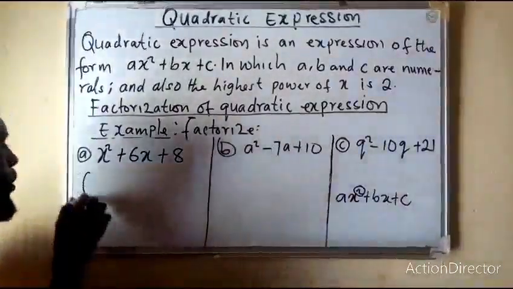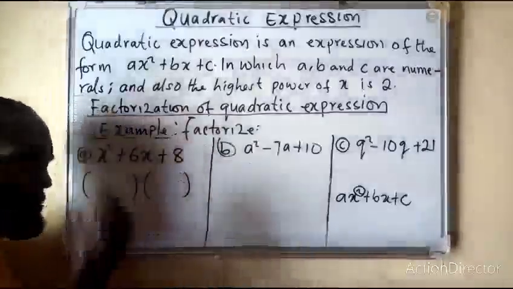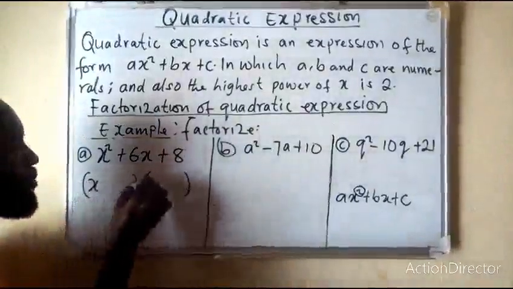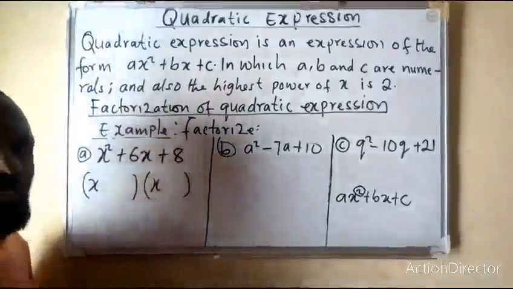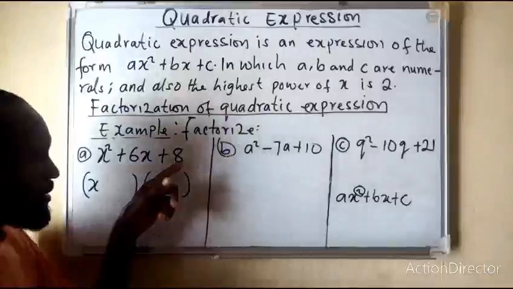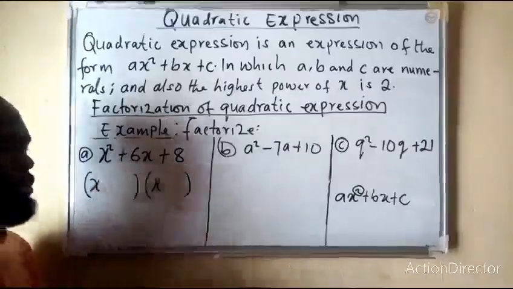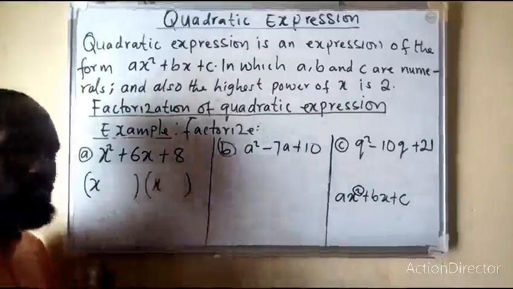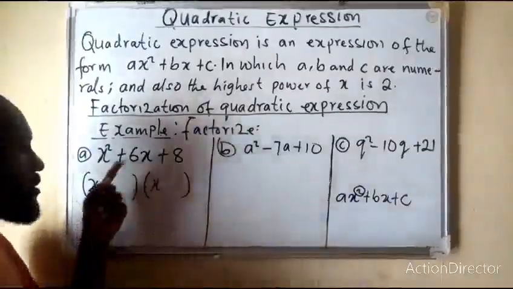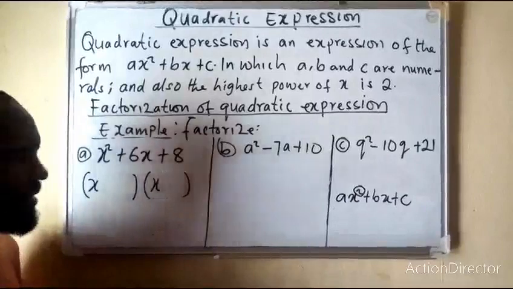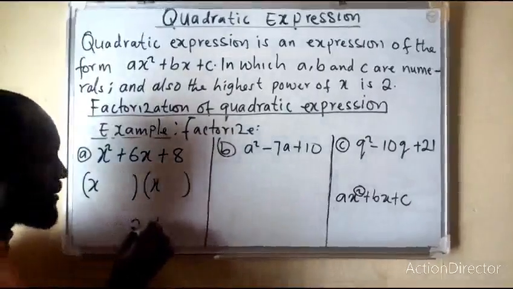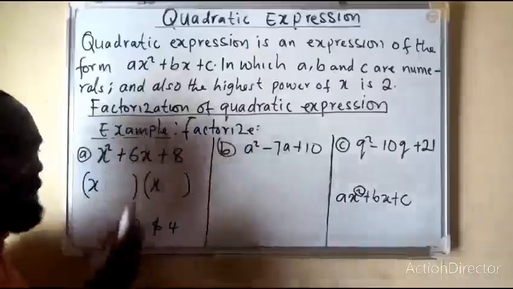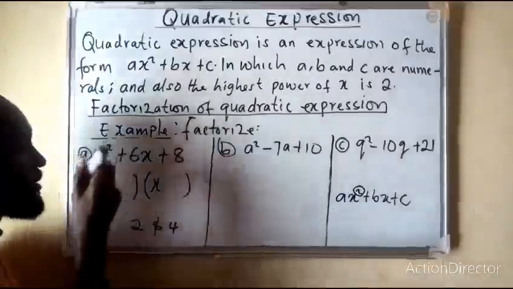First of all, open your 2 brackets. The terms are in x, so we put x here, and x here. The next thing is to look at the number here and the number here. We are going to think of 2 numbers that, if we multiply them, give us 8, and if we add them, give us 6. The numbers are 2 and 4, because 2 times 4 is 8, and 2 plus 4 is 6.